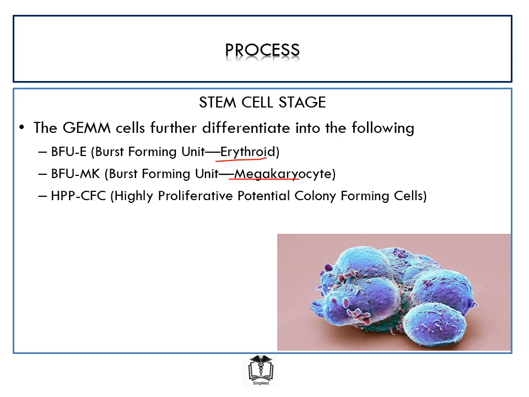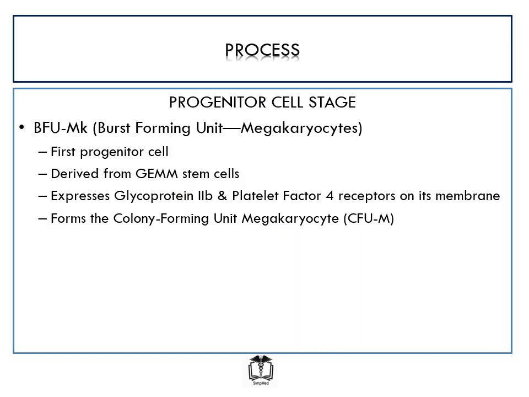And then finally, you have the stem cell eventually or likely differentiating into what we call highly proliferative potential colony forming cells. And this is what occurs whenever a stem cell wants to go through the process of forming white cells. Since this module is focused on thrombopoiesis, that means that the stem cells tend to eventually give rise to burst-forming unit megakaryocytes to go through the process of thrombopoiesis.